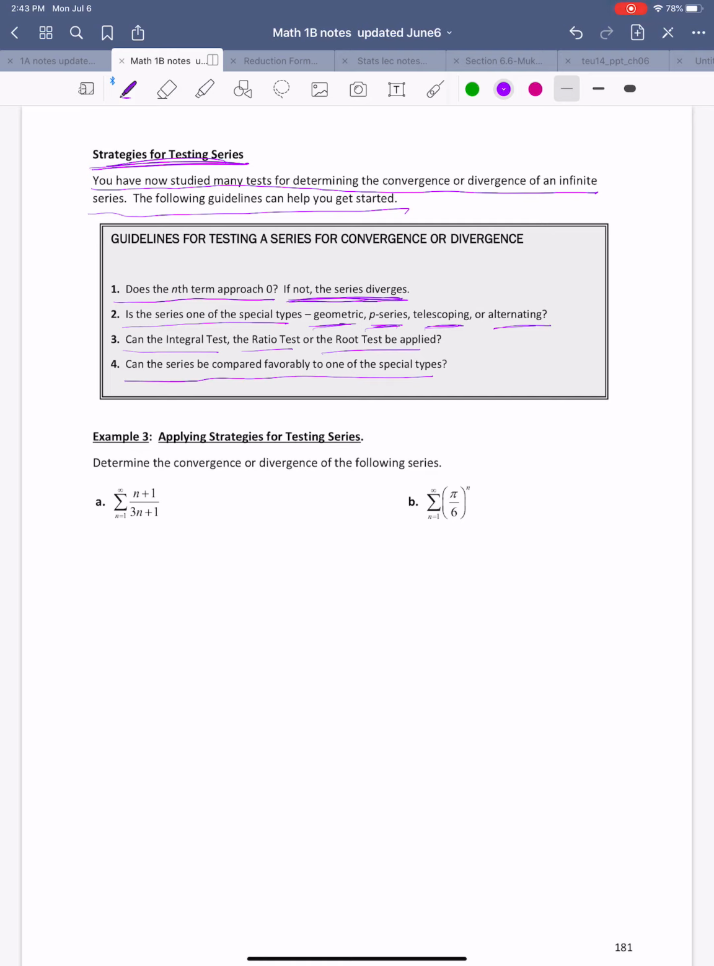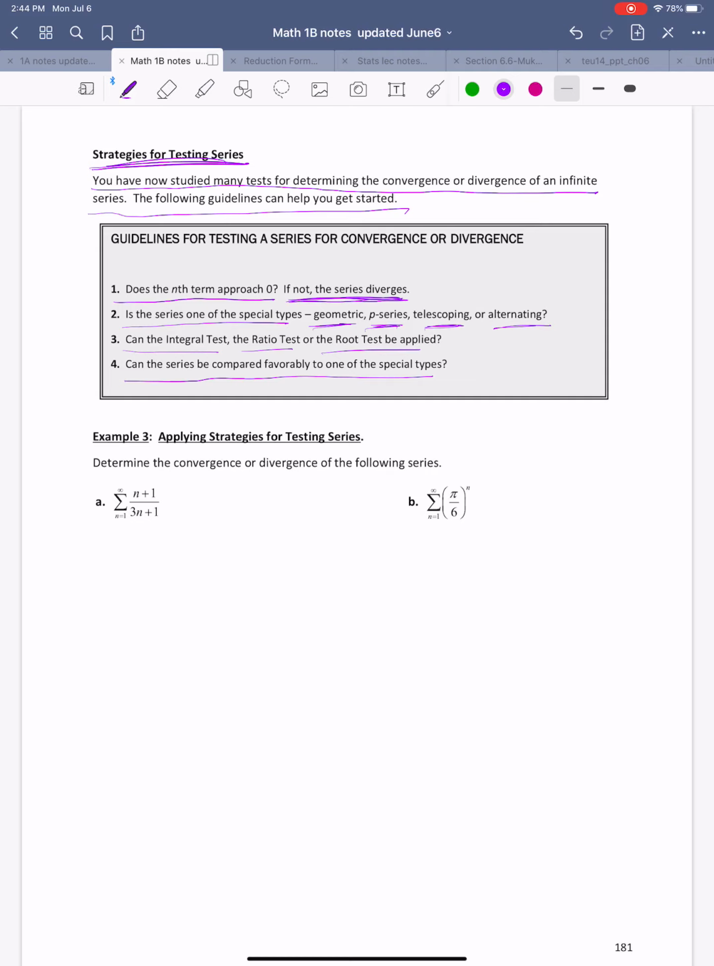So here's a bunch of examples where we're going to use different tests we've talked about on different series. The p-series test, geometric series, telescoping series, the ratio test, the root test, and the nth term divergence test we've seen so far. The alternating series test we will be looking at in the next section. Okay, so let's check.